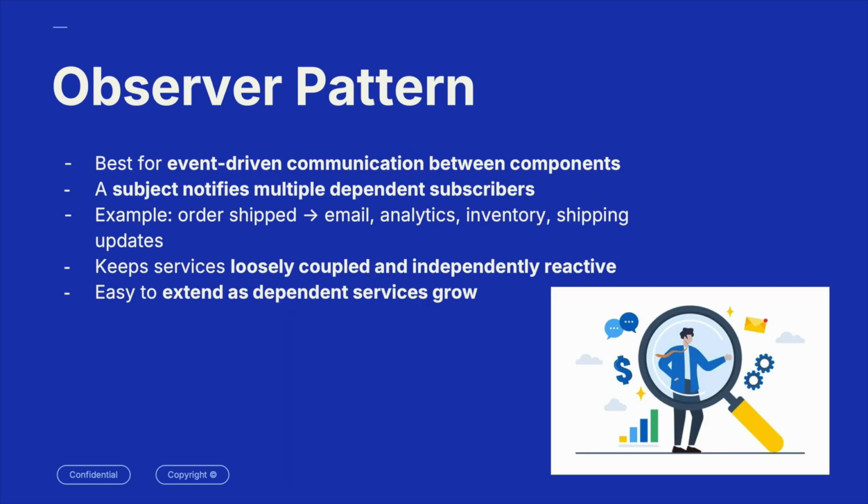The observer pattern is designed for event-driven communication between components. It allows one component, often called the subject, to notify multiple dependent components whenever a state change occurs. A common software engineering example is an order system. When an order is shipped, multiple components may need updates: the email notification service, the analytics dashboard, the inventory tracker, and the shipping service. Instead of hard-coding these dependencies into one component, the observer pattern allows subscribers to react independently. This creates a loosely coupled architecture that is easier to extend as the number of dependent services grows.